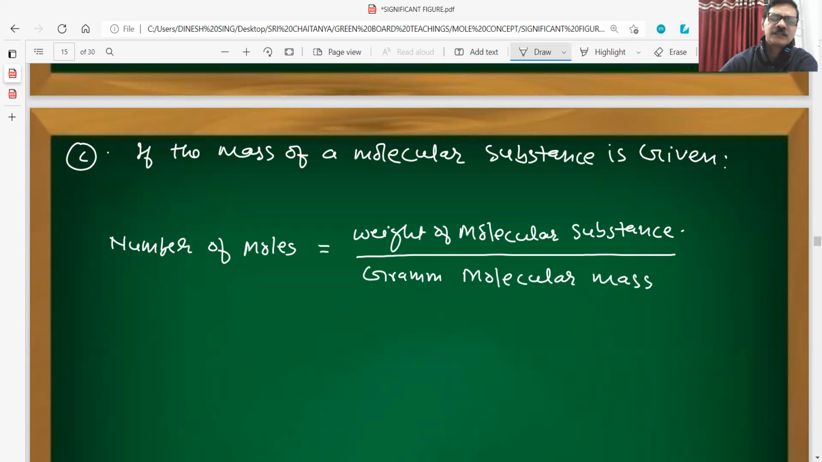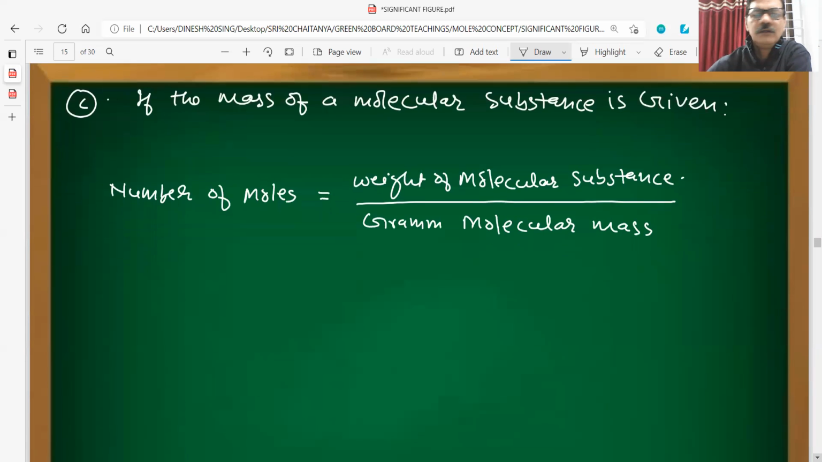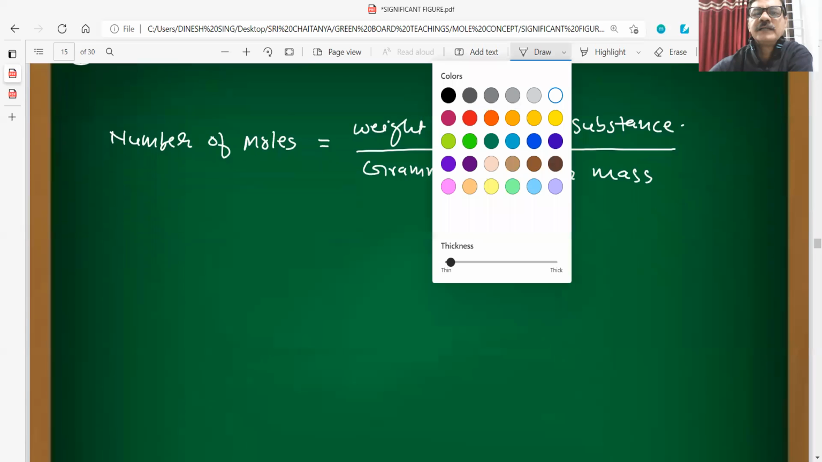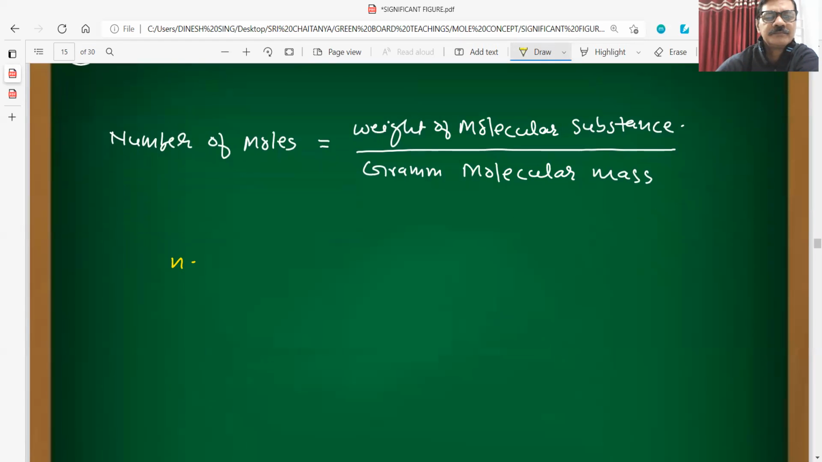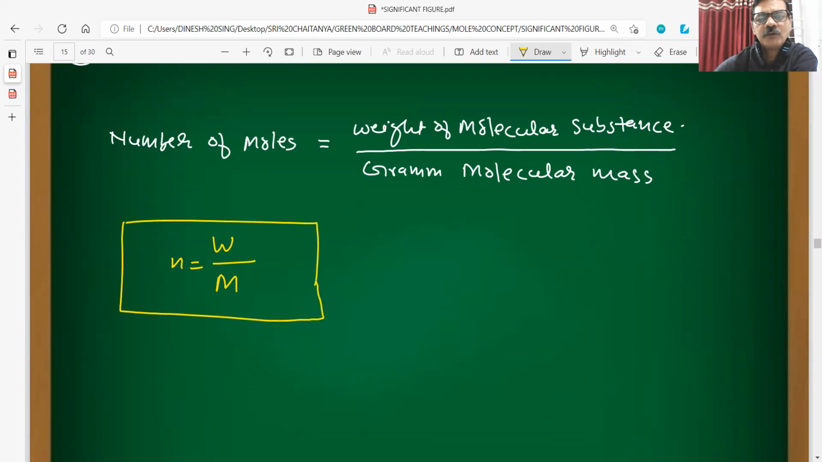In chemistry, mass and weight are both the same thing, no difference. But in physics, there is a difference. So this quantity is denoted by small n. This will be W, and molecular weight is denoted by capital M. So this is the third formula.